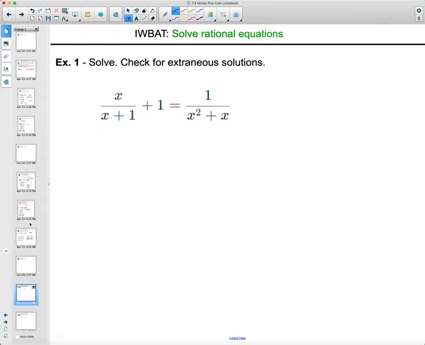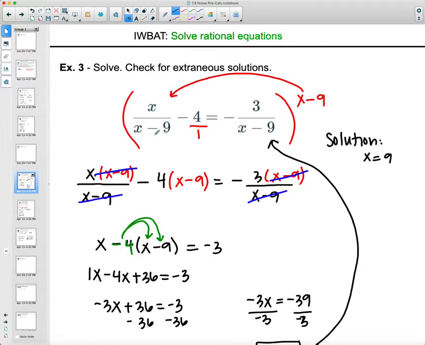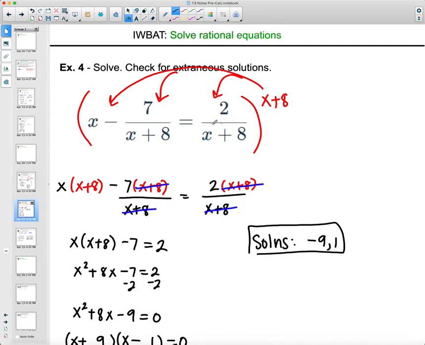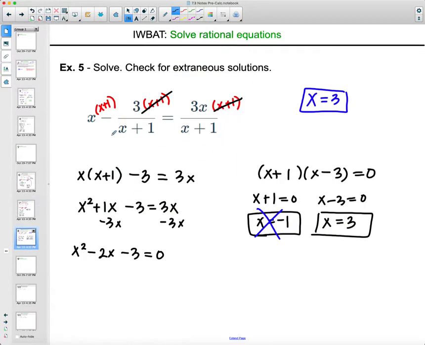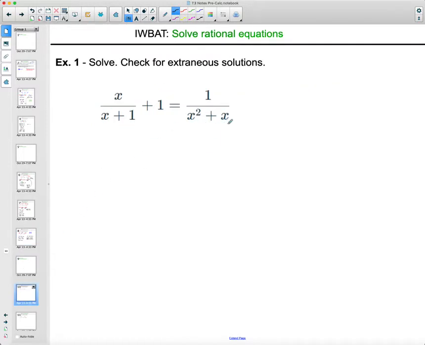So yesterday, all of the ones that we looked at had the same factor in the bottom. So we had this x minus 9, okay? And we had the x plus 8. And we had the x plus 1. So we didn't really have different denominators. So today now we have different denominators, okay?